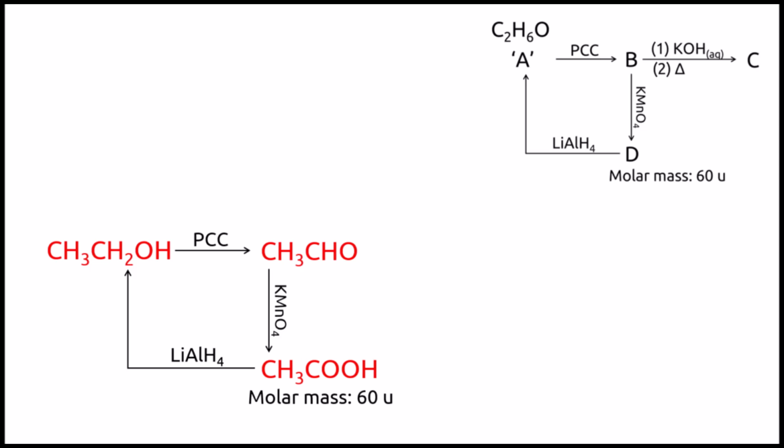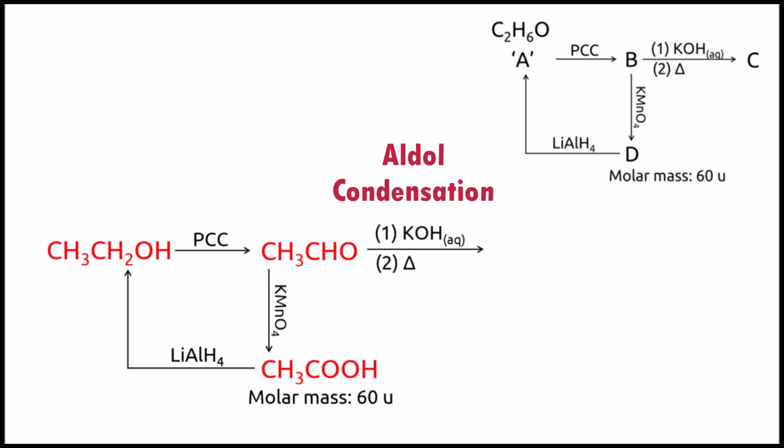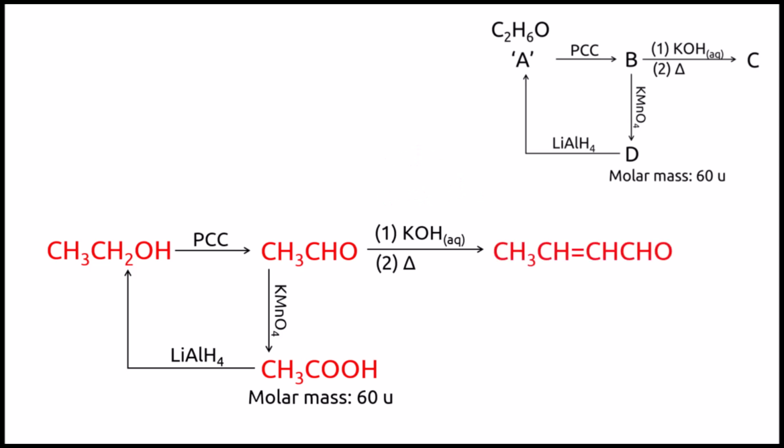Now, what about the other reaction, that is, compound B treated with KOH and subsequent heating? That is actually, we can say, aldol condensation, and through this it forms but-2-enal. That is our compound C. So here compound B, that is ethanal, gives aldol condensation. That is the key point.